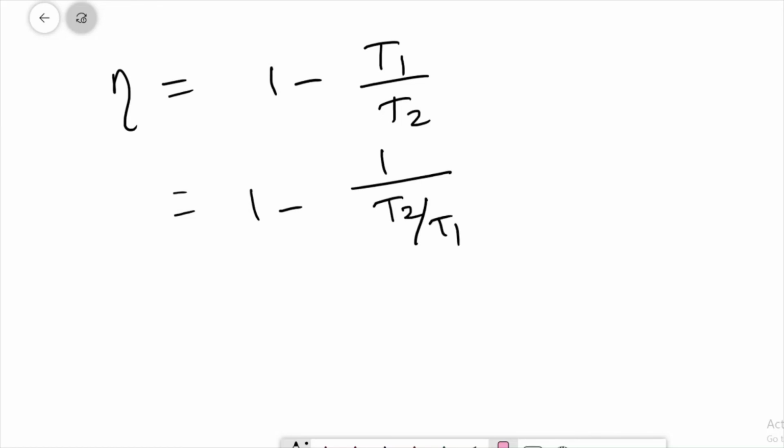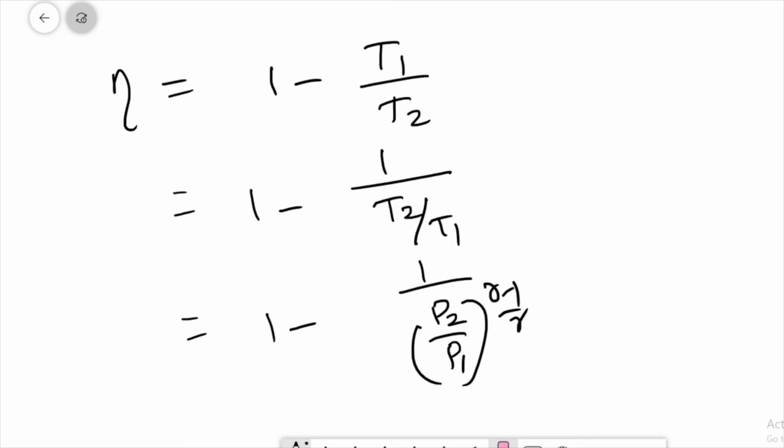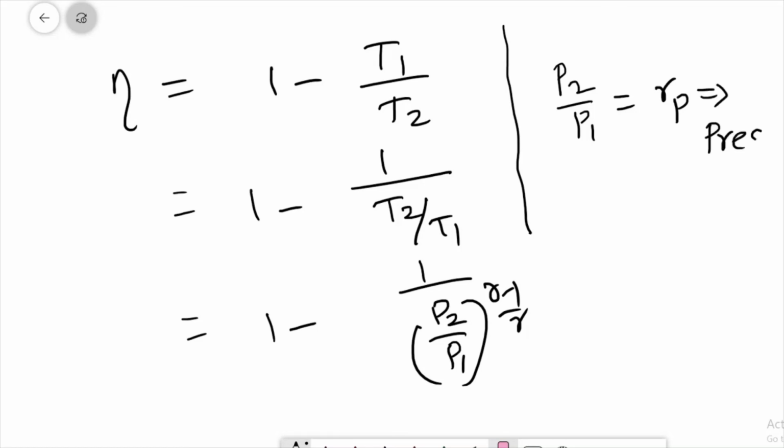So we know T2 by T1 in terms of pressure. So we are replacing it with (P2 by P1) whole power (gamma minus 1) by gamma. And we can say that P2 by P1 is nothing but the pressure ratio. So P2 by P1 we call Rp, and that we call the pressure ratio.